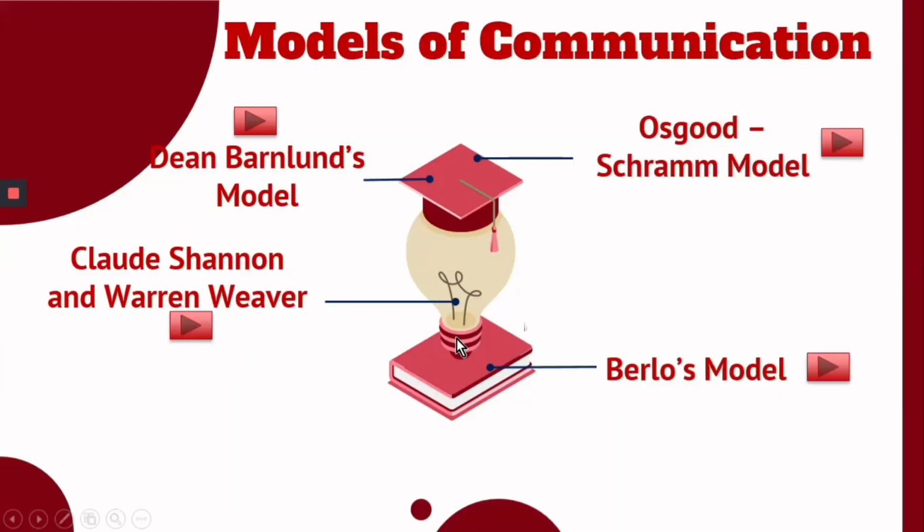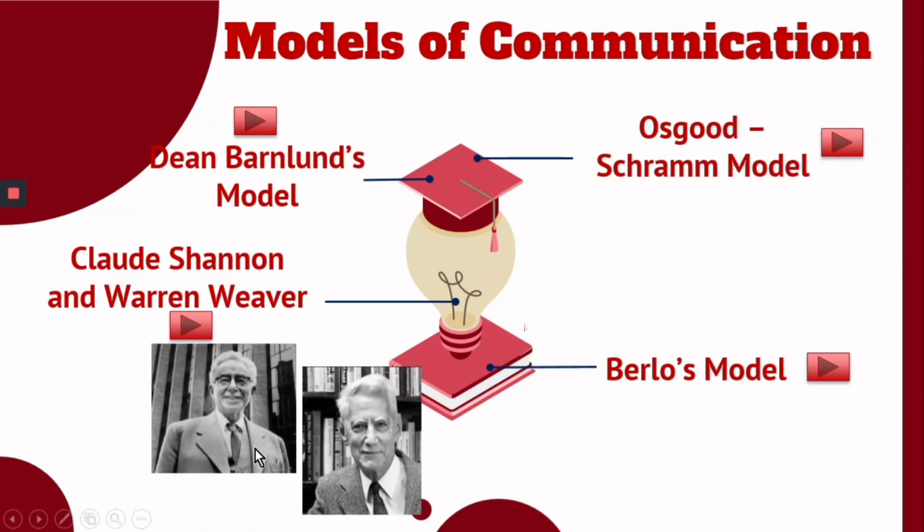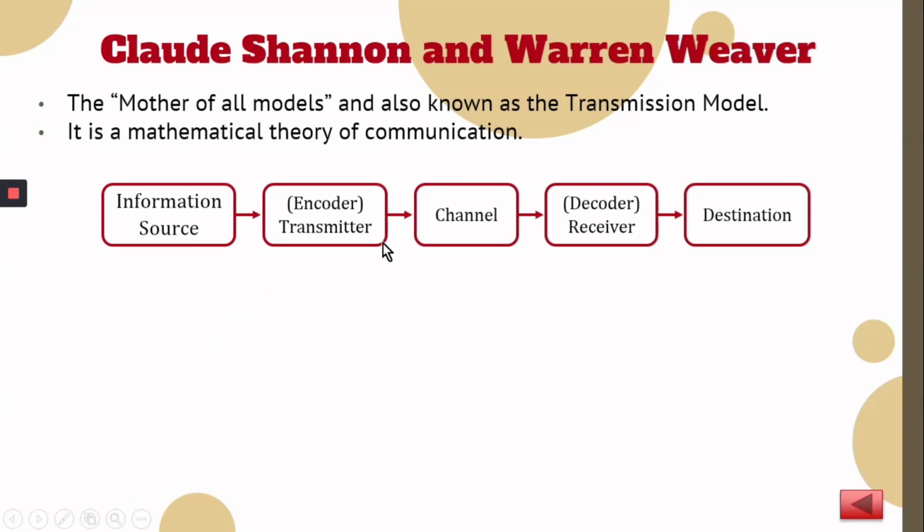Our first model is the Shannon-Weaver model, also known as the mother of all models. This model was written by Claude Shannon, who was an American mathematician and electronic engineer, and Warren Weaver, who was an American scientist. Their model of communication is a mathematical theory of communication that gave us the concept of noise. The model deals with various concepts like information source, transmitter, channel, noise, receiver, and destination.